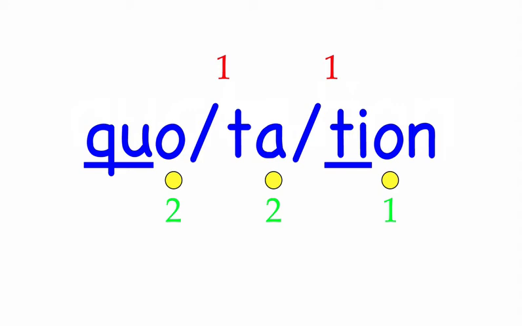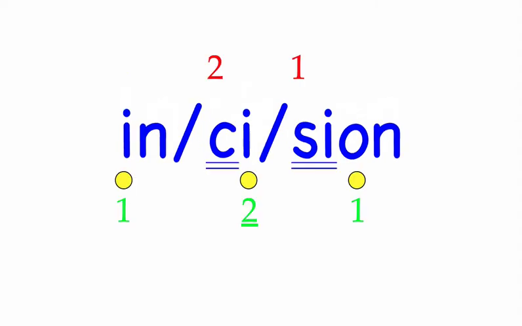Incision. Incision. The surgeon made an incision. Now for spelling, pronounce it in-si-jon. In has 2 sounds: i, n. Si, 2 sounds: s, i. Jon, 3 sounds: j, a, n. In-si-jon. Mark the word. Row 3.